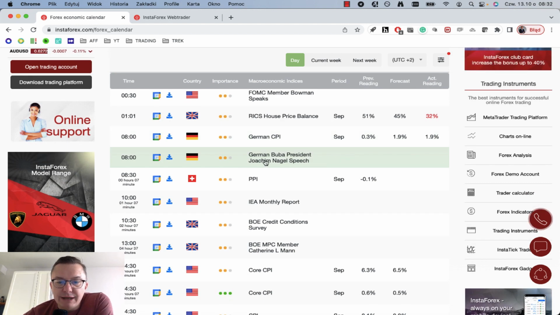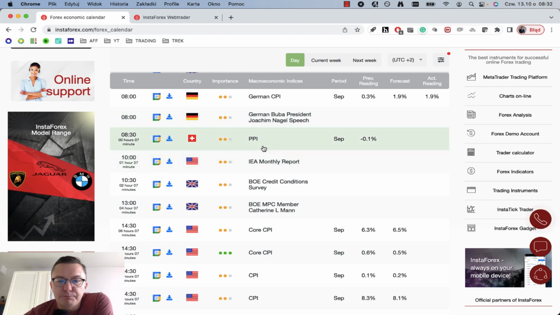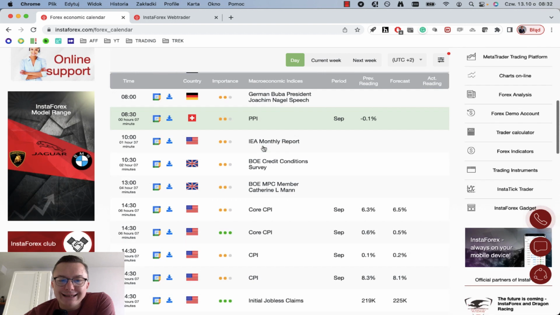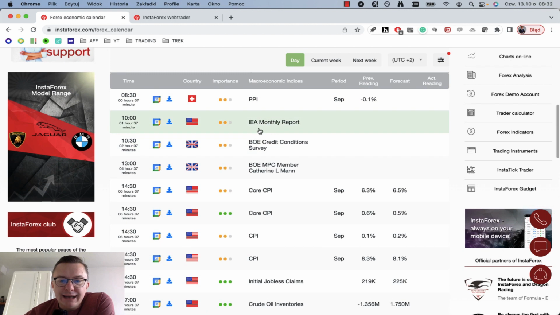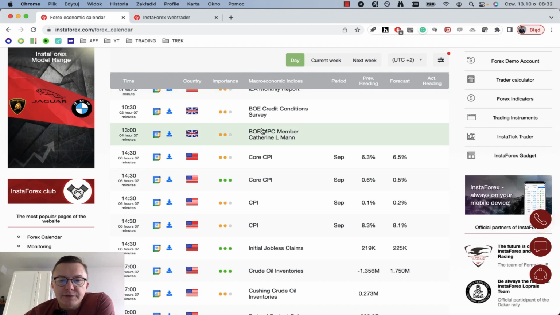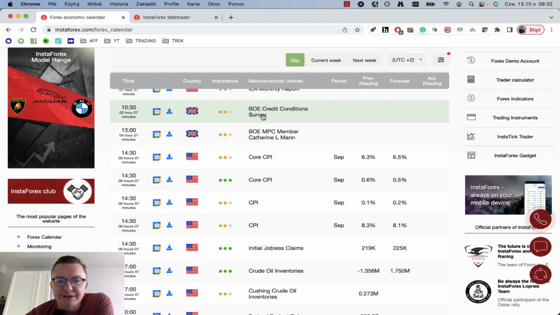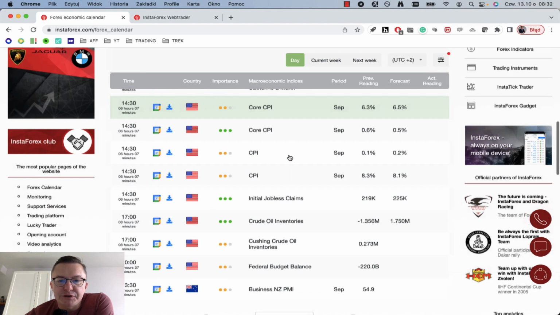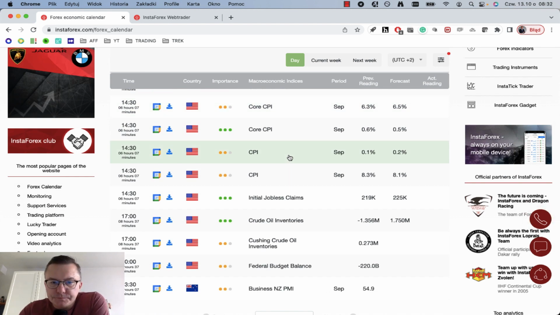The Bundesbank President Joachim Nagel is speaking right now. PPI data from Switzerland is scheduled for release at 8:30, and then we get the IAA monthly report from the US. Data from the UK, Bank of England credit conditions, is scheduled for release at 10:30, and at 1 o'clock Bank of England MPC member Catherine Mann will give a speech. The key data are scheduled during the New York session.